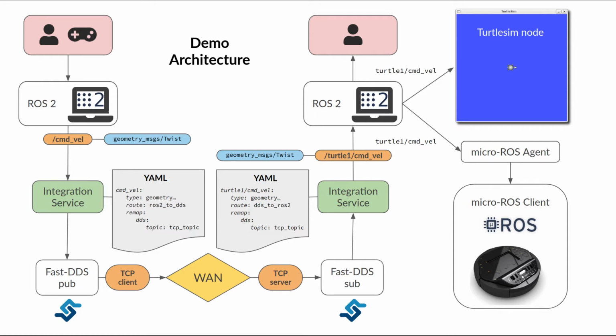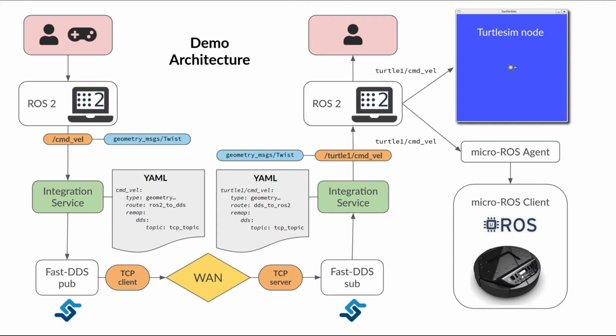In each LAN, we launch an Integration Service instance that acts as a WAN gateway over Fast DDS TCP communication capabilities. This allows the two ROS2 data spaces to be put into communication, notwithstanding their logical separation into two distinct subnets. Finally, there is micro-ROS, a robot operating system which enables ROS2 nodes to be brought into microcontrollers.